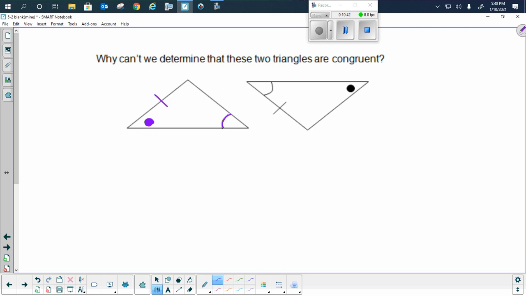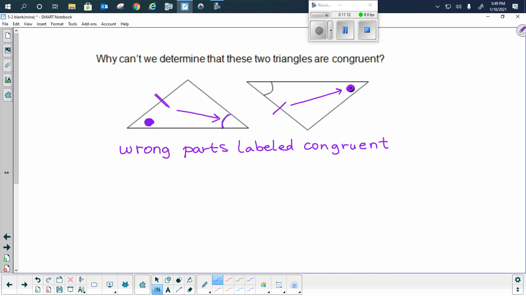So I hope you are telling me these cannot be labeled congruent, because notice this single side is across from that single mark, but this single side is across from the dot. And that is an issue. So however you want to say that for yourself, I would be saying the wrong parts are labeled congruent. Okay, and therefore the triangles are not congruent.